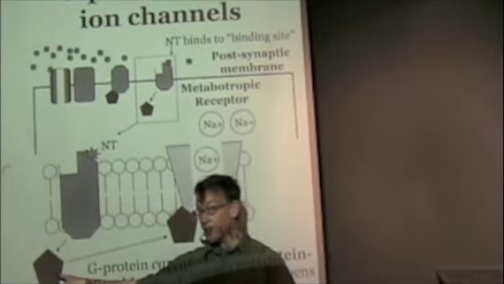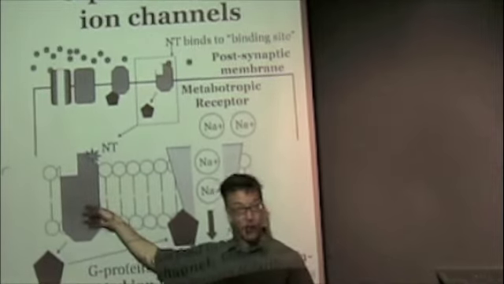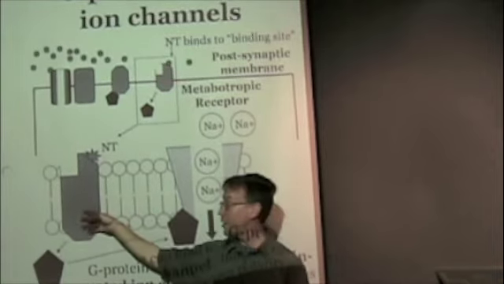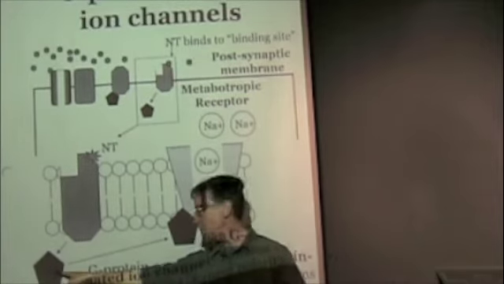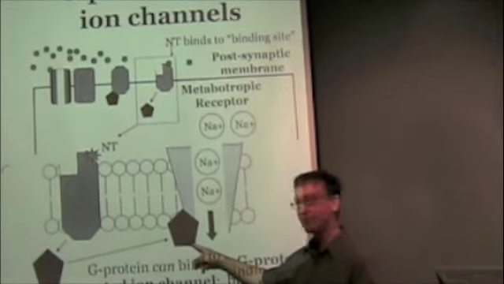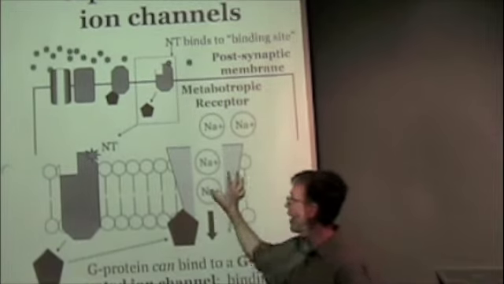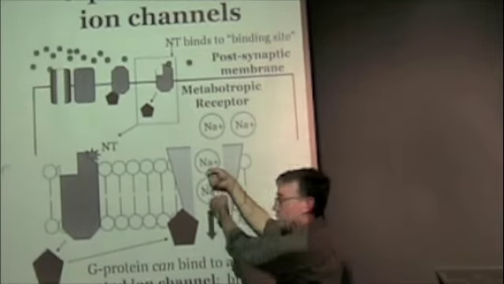Now, in this case, what I'm showing you here is one thing that a G protein released from a metabotropic receptor can do. It'll depend upon the neurotransmitter. It'll depend upon the specific receptor. But in this case, I'm showing you a G protein released, moving along across the membrane, and then binding to, interacting with some other protein structure that sits in the membrane.